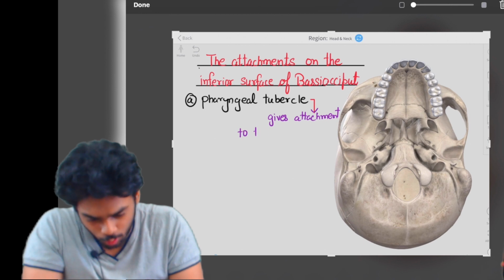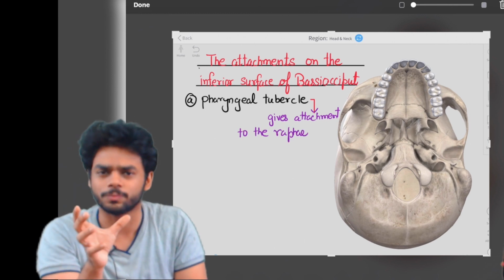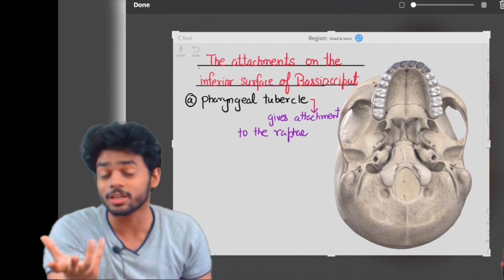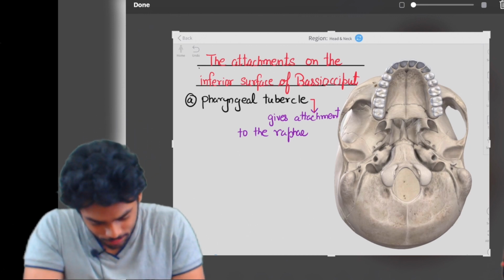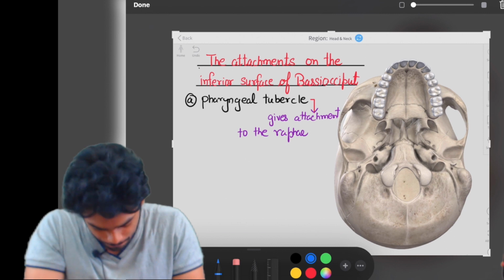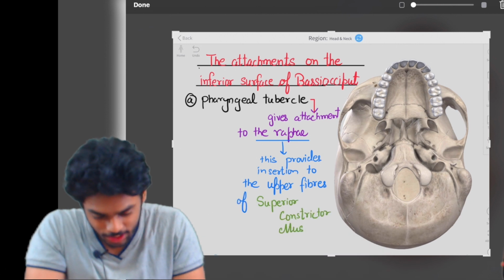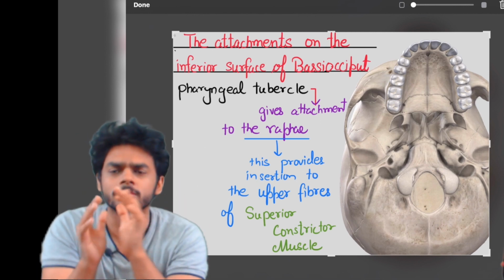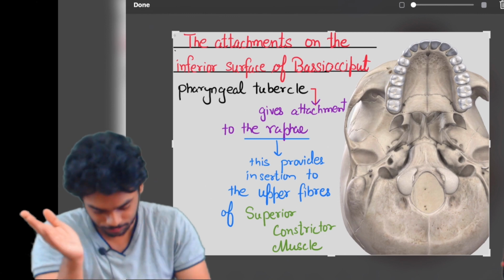It gives attachment to the raphe. What is raphe? Raphe is also a structure which provides attachment to other muscles. So what are the other muscles which are attached to this raphe? Raphe provides insertion to the upper fibers of the superior constrictor muscle of the pharynx, and the superior constrictor muscle forms the pharynx. Let me show you on the diagram.